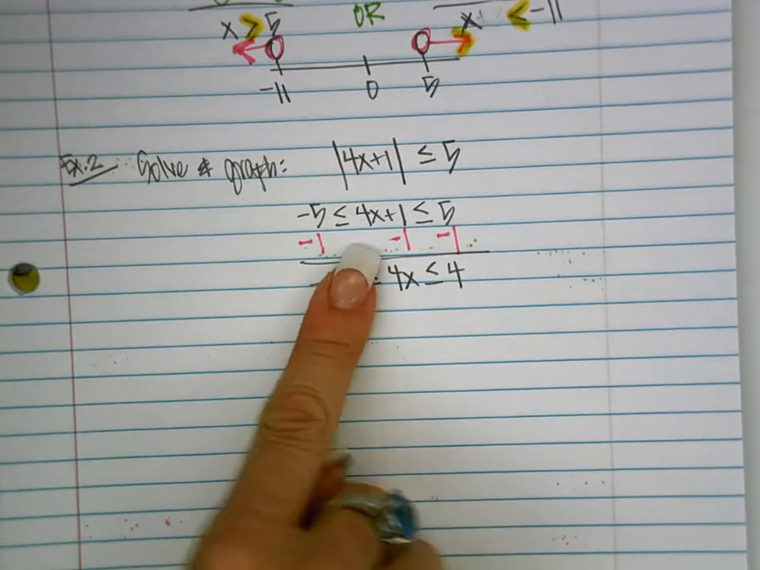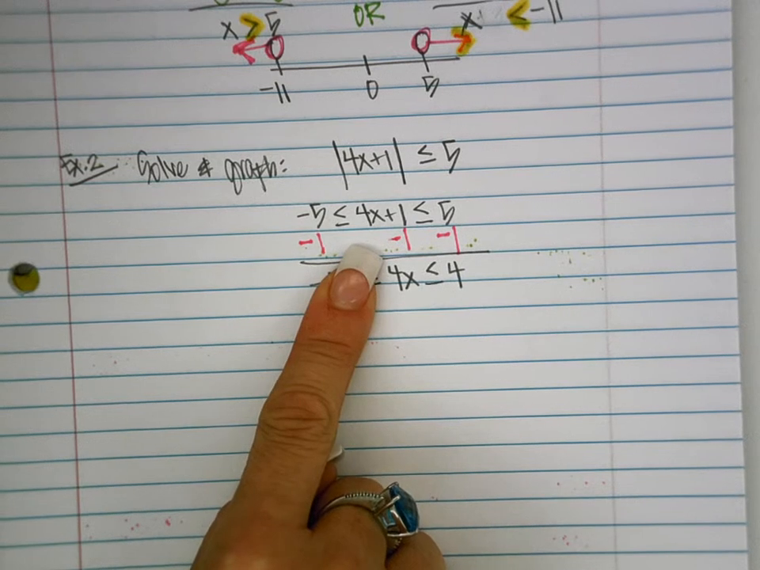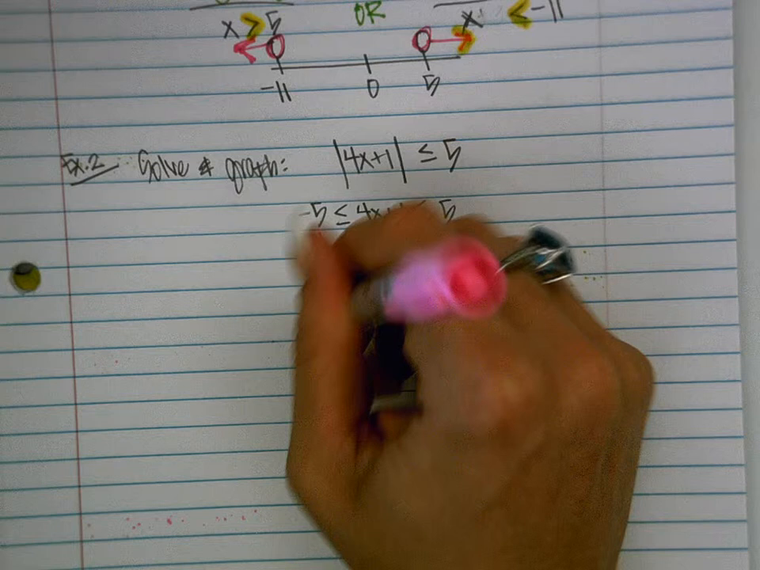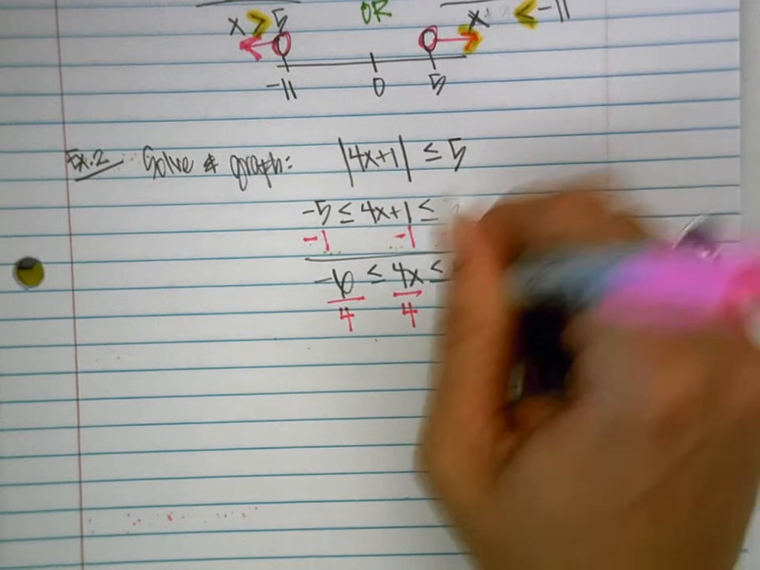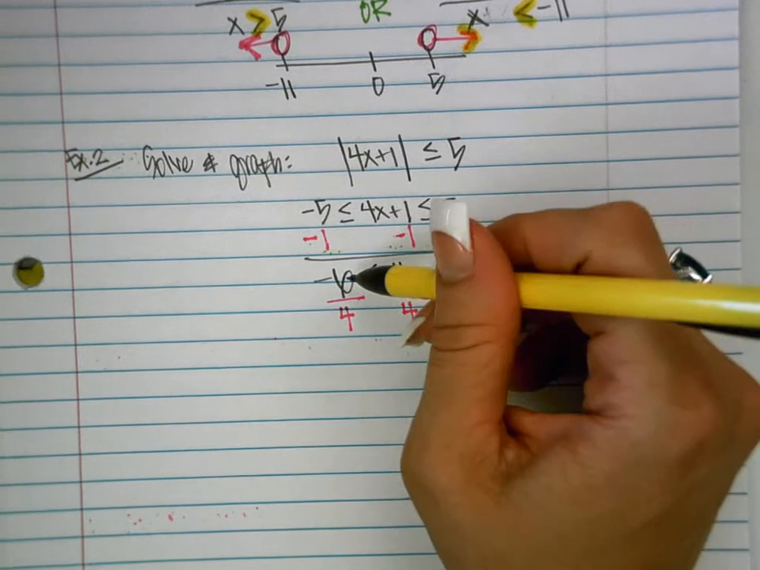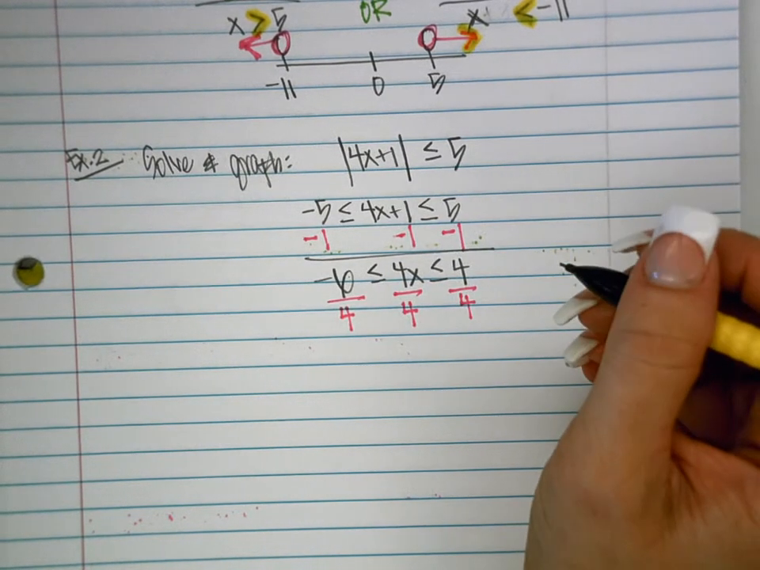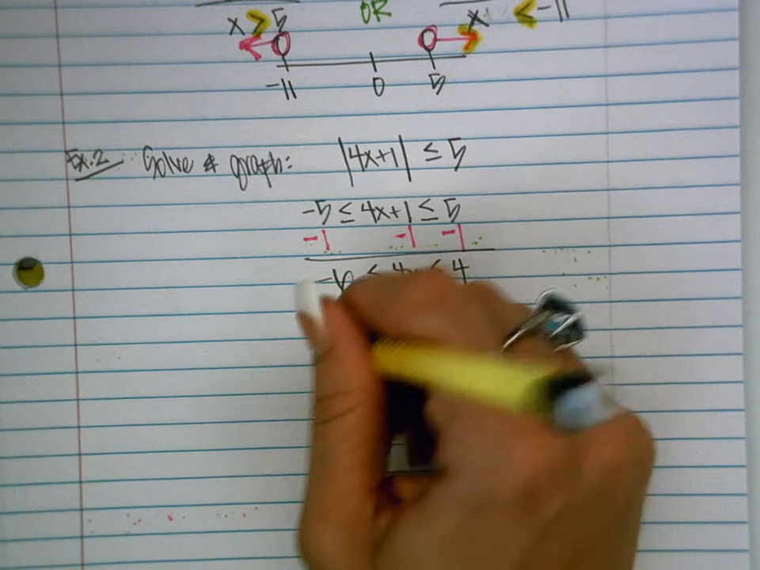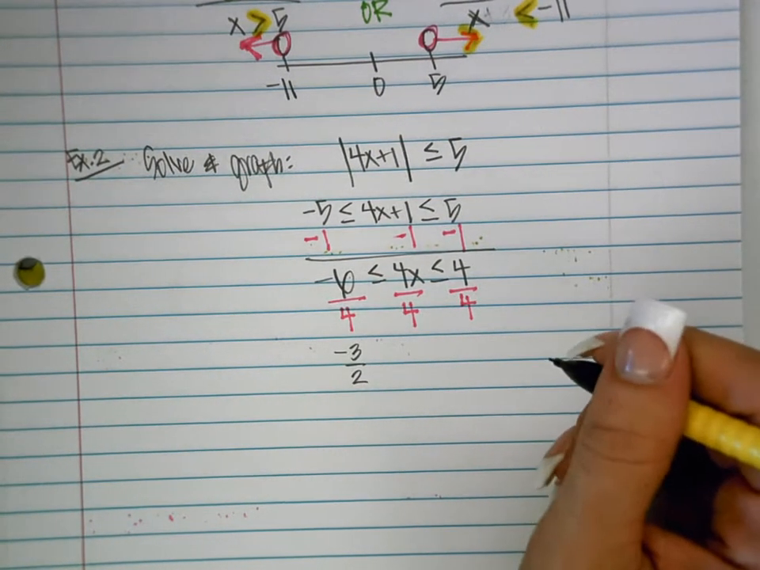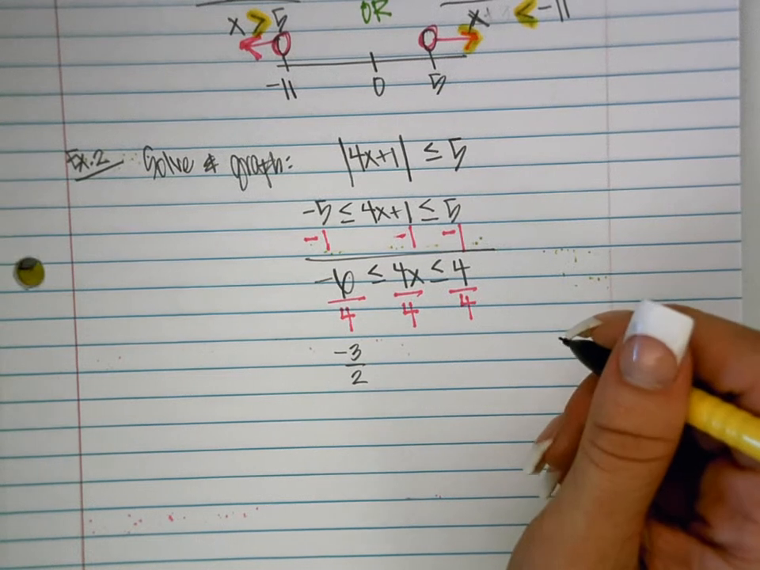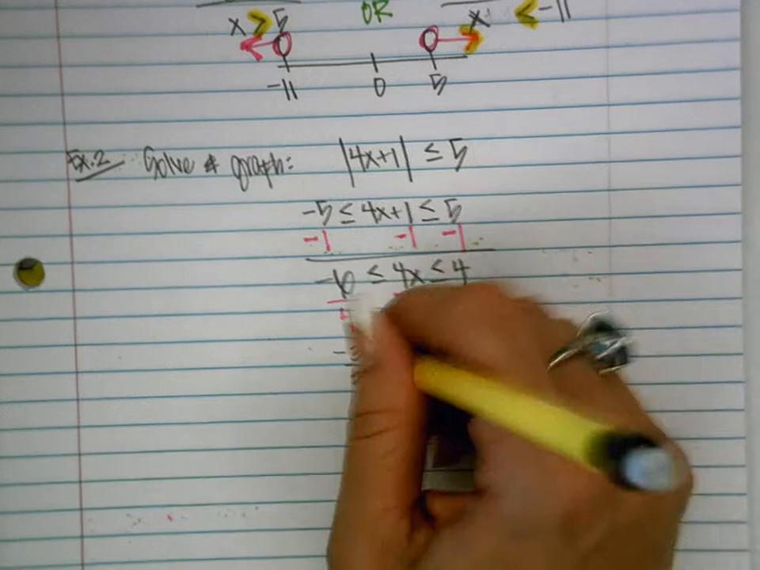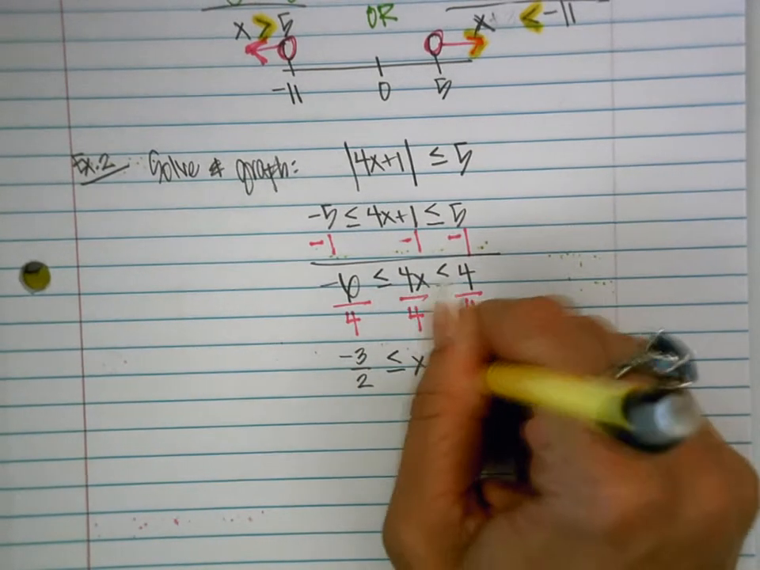How do I get x by itself here? Divide by 4. So divide all the parts by 4, not just the middle. Okay, divide all the parts by 4. Negative 6 over 4 becomes what? Negative 3 over 2. I do not want you to change that to be negative 1.5. It's too much work, and I don't care. Okay, leave it as this. This is called an improper fraction when the numerator is larger than the denominator. Negative 3/2 less than or equal to x, less than or equal to 1.